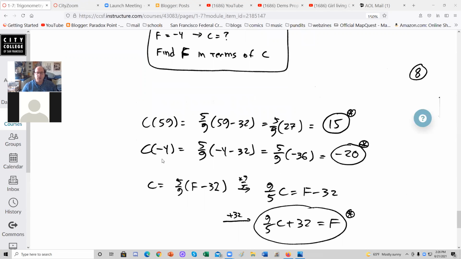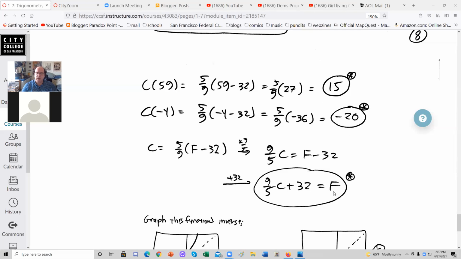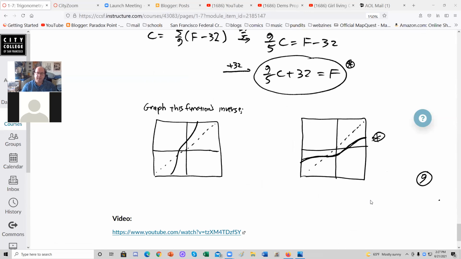Now, here we have the formula for Celsius. I'm going to solve for Fahrenheit. Okay, well, first we multiply both sides by 9/5. So 9/5 C equals F minus 32. Add 32 to both sides, then you get the Fahrenheit degrees equals 9/5 Celsius degrees plus 32. This is a Celsius to Fahrenheit formula.